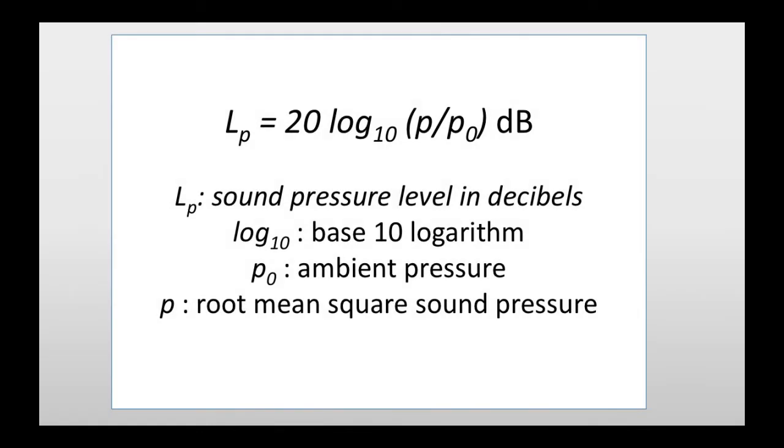The equation to calculate the sound pressure level in decibels is L_p equals 20 times log base 10 of p divided by p_0, in decibels, where L_p is the sound pressure level in decibels, log base 10 is the base 10 logarithm, p_0 is the ambient pressure, and p is the root mean square sound pressure, which is a function of amplitude. Basically, a sound wave with larger changes in sound pressure will have a higher sound pressure level in decibels.